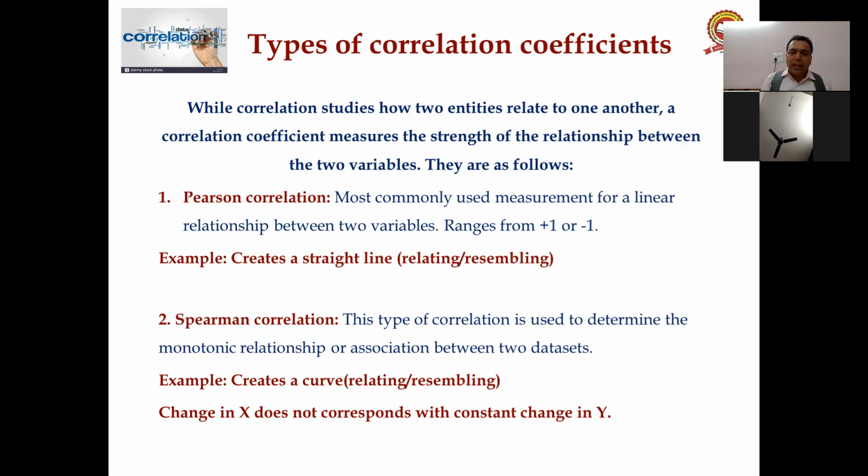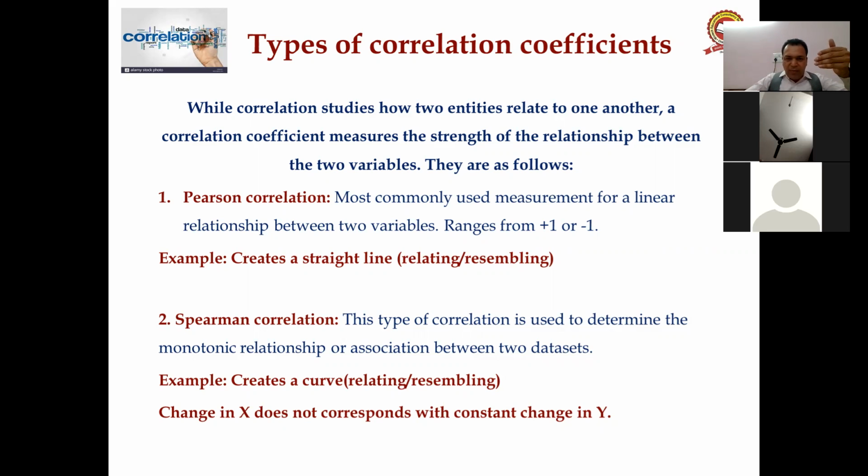Pearson correlation is about linear relationship, meaning if the x variable is increasing and similarly the y variable is also increasing proportionately, then the coefficient of correlation that measures this type of correlation was given by Pearson, right? It creates a straight line relationship. The second coefficient of correlation was given by Spearman, right?